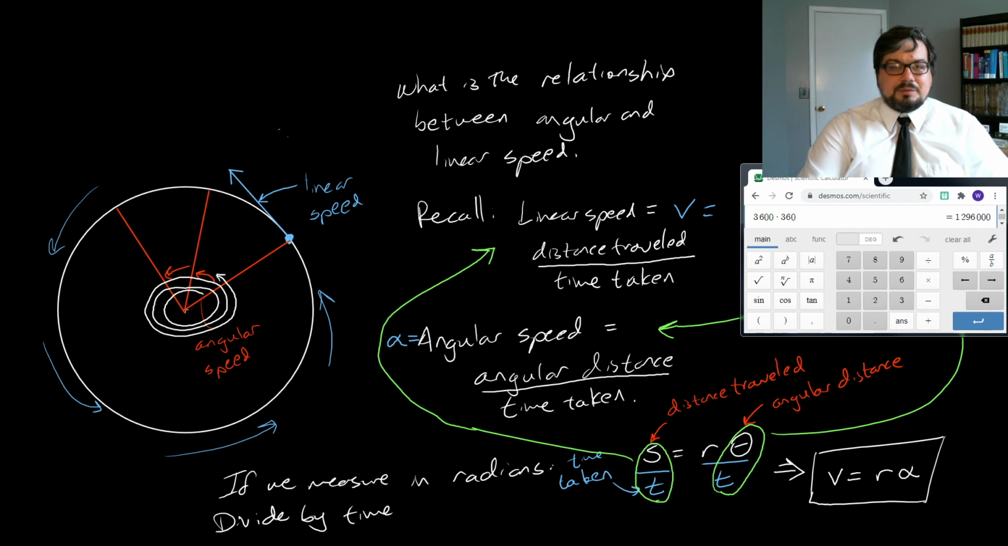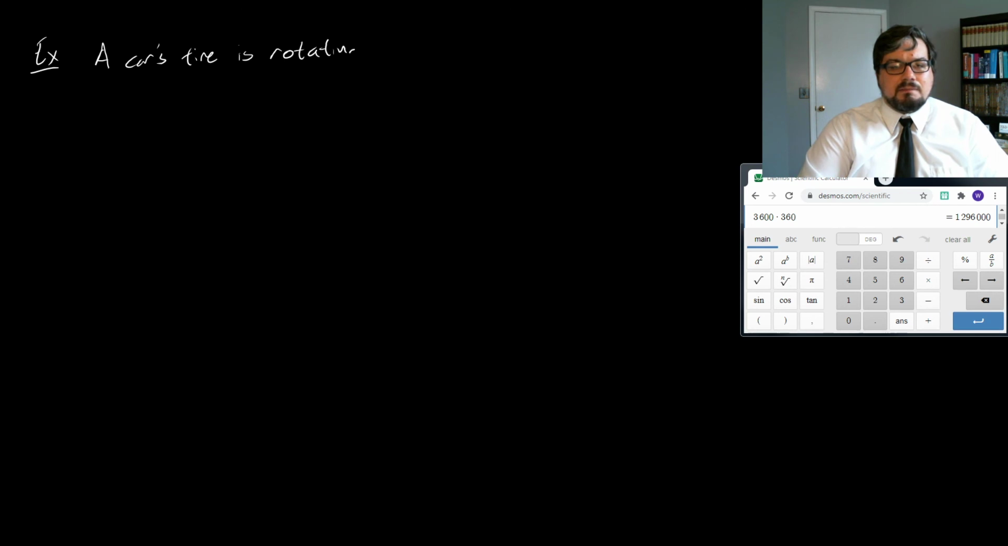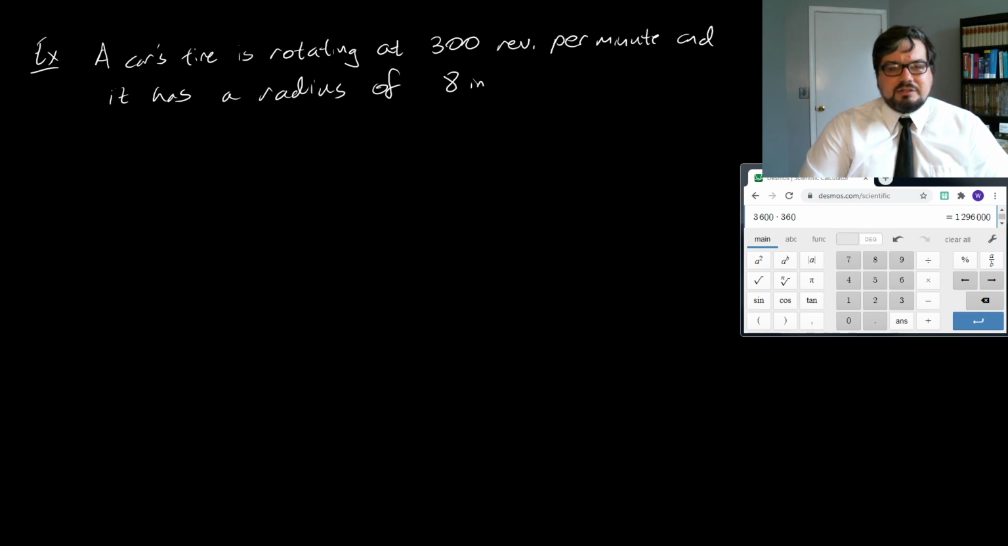So let's see an example. A car's tire is rotating at 300 revolutions per minute, and it has a radius of 8 inches. How fast is the car traveling?